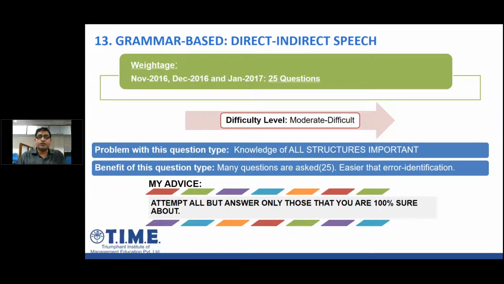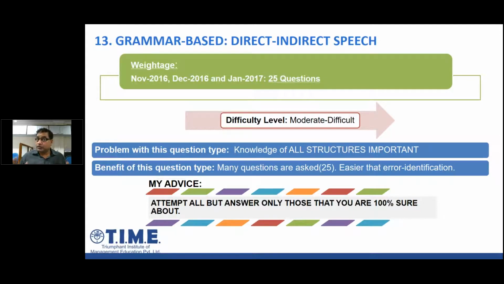And this, because it's compulsorily going to be there, you should again be so thoroughly prepared that there should not be any problem. Just like all the 20 questions correct in active voice, passive voice, here all the 25 questions should be correct. Without any doubt, not even a single mistake should be there. 20 plus 25 is like 45 marks already guaranteed.